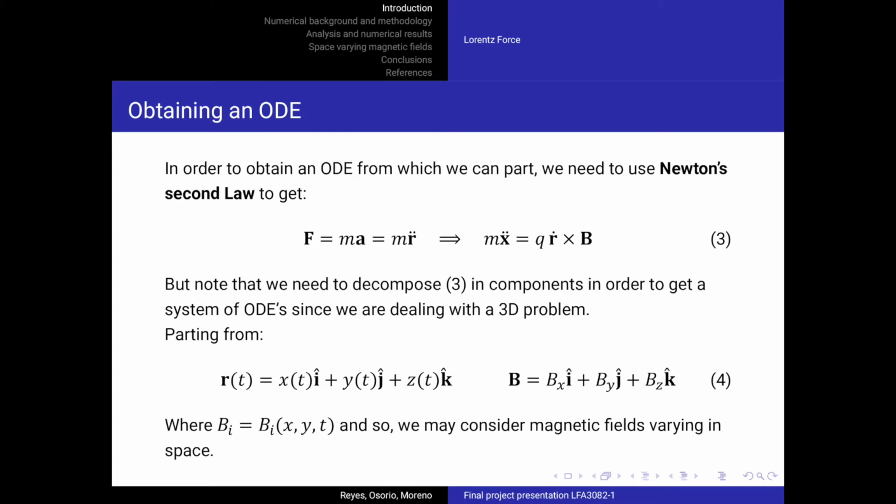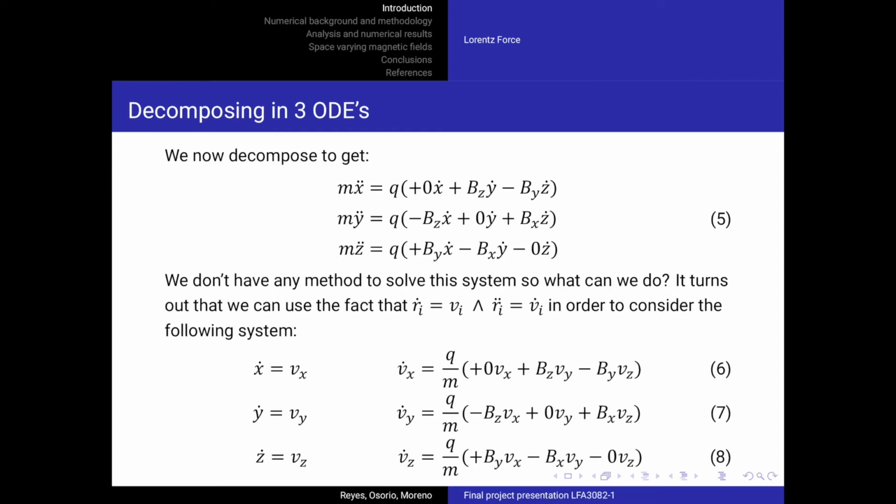And from here on out, we need to decompose everything, since we are dealing with a 3D problem. So, if we start from the conditions given in equation number 4, where you should note that the components of the magnetic field may vary in space, by decomposing everything, we get the so-called equations of motion for our particle.